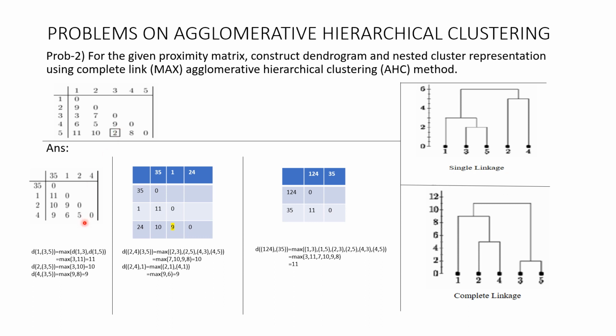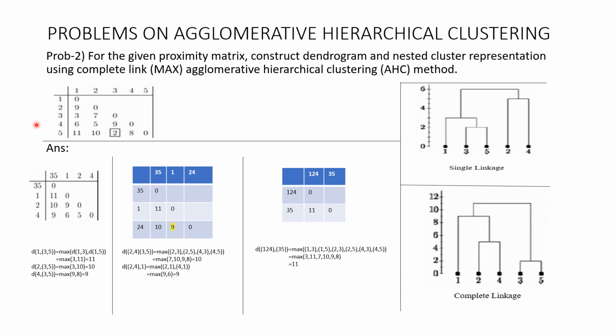Next, which one did we merge? We merged 2 and 4 with a distance of 5. Fine. Next, we merged 1 with 2 and 4, with a distance of 9. Next, we merged 3, 5 with 1, 2, 4, with a distance of 11. That's what is given here.